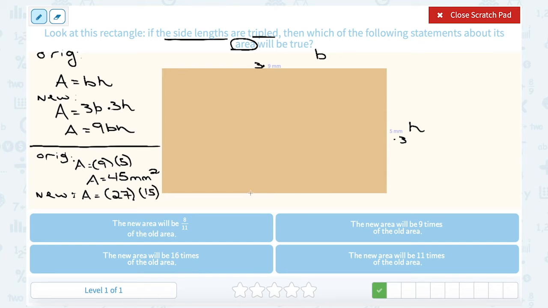Okay, and if you multiply this out, 27 times 15, that gives me 405, and of course it's going to be in millimeters squared. Now, since that's a pretty big number, it might not be immediately obvious, so let's divide. Let's say our new area, 405, let's divide it by 45 to see how many times 45 goes into it. So 405 divided by 45, and it gives me 9. So that means our new area, again, confirming what we already thought, is going to be 9 times the area of the old area.